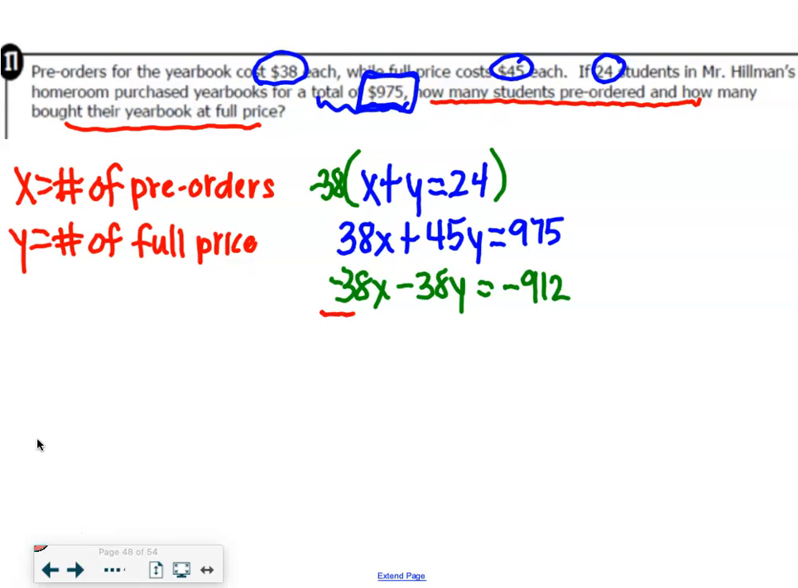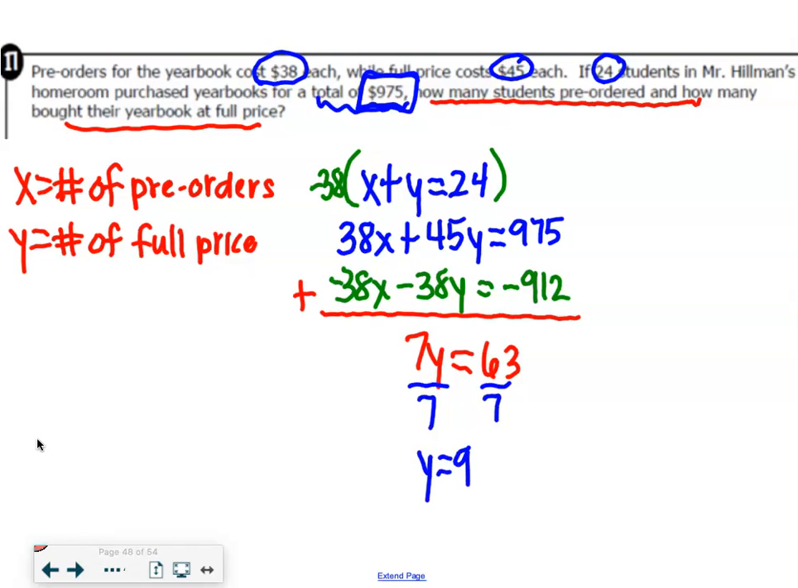Now from here, folks, let's add these together. My x's go away because that's what we wanted. 45y plus negative 38y gives me 7y. And then 975 plus negative 912 is 63. Easy peasy, divide by 7, y equals 9. So 9 people paid full price for a yearbook.